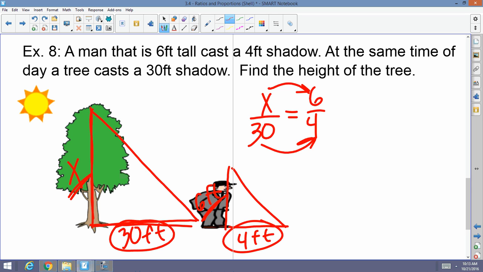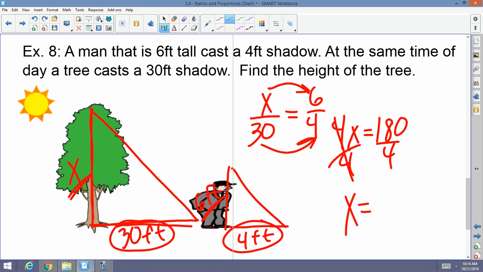So let's go ahead and cross multiply. So I've got 4x equals 180 divided by 4. And x is going to equal 45 feet tall. And that is my tree's height. Does that make sense? Any questions at all? We're good? You promise? Yes, sir.